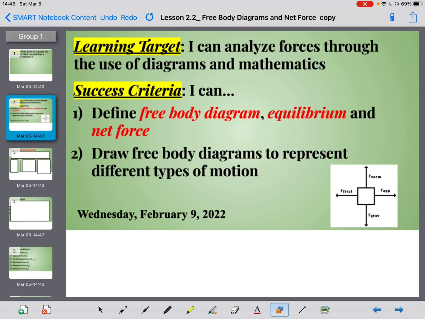All right, so this is lesson 2.2, free body diagrams and net force. This is part one. So the learning target: I can analyze forces through the use of diagrams and mathematics. At the end of this lesson, you'll be able to define what a free body diagram is, equilibrium, and net force, and you'll also be able to draw free body diagrams to represent different types of motion.